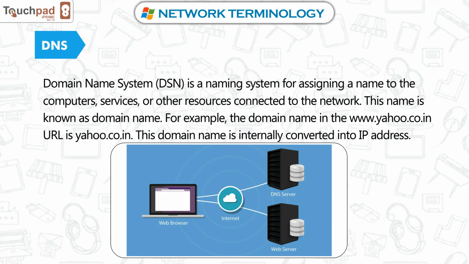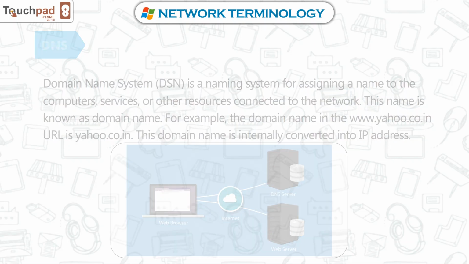DNS, Domain Name System, is a naming system for assigning a name to the computers, services, or other resources connected to the network. This name is known as domain name. For example, the domain name in the www.yahoo.co.in URL is yahoo.co.in. This domain name is internally converted into IP address.